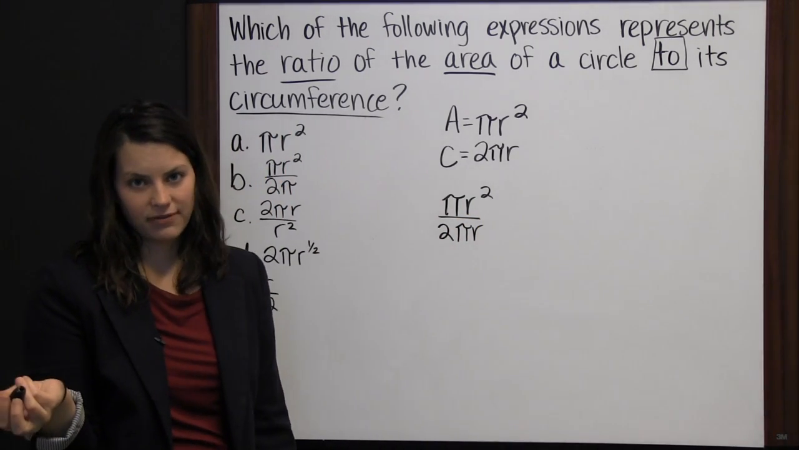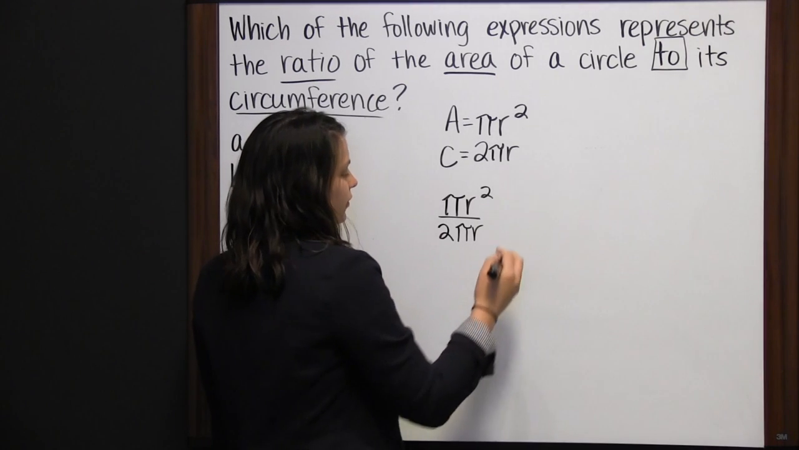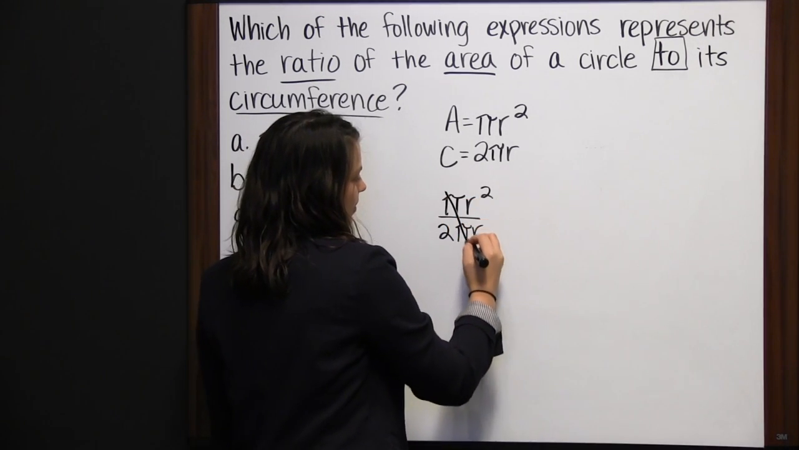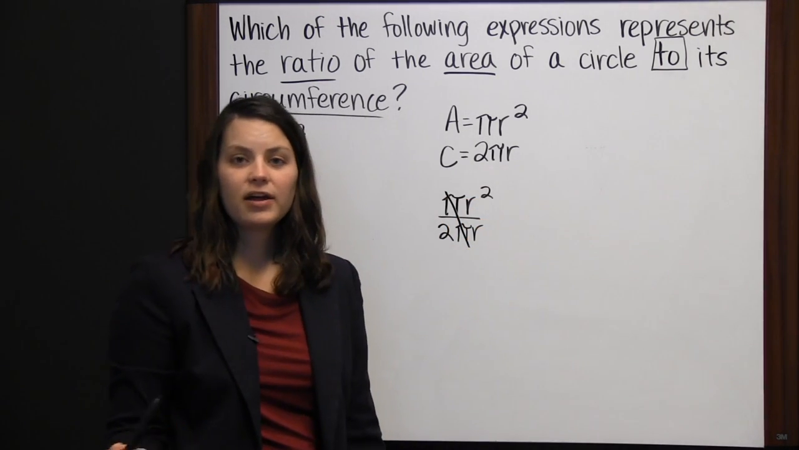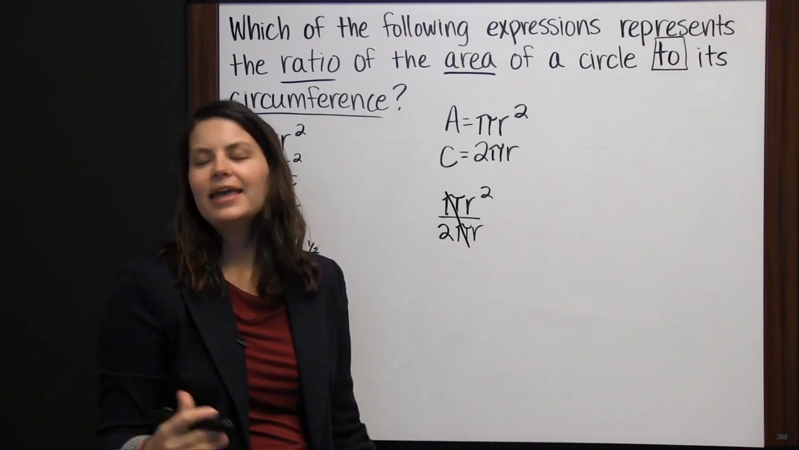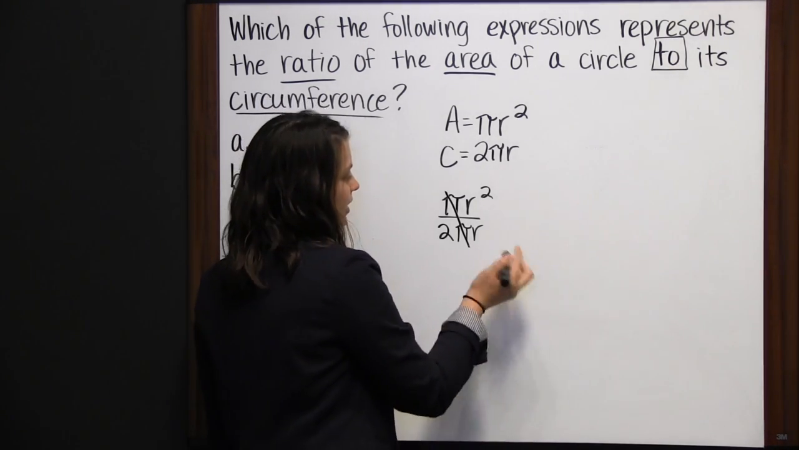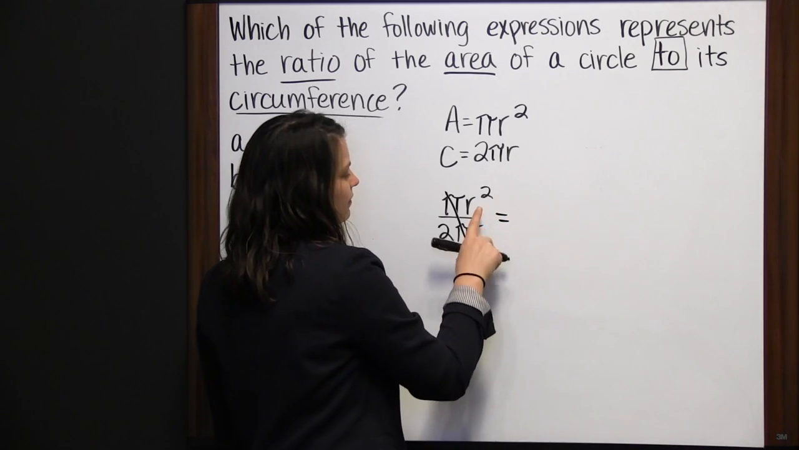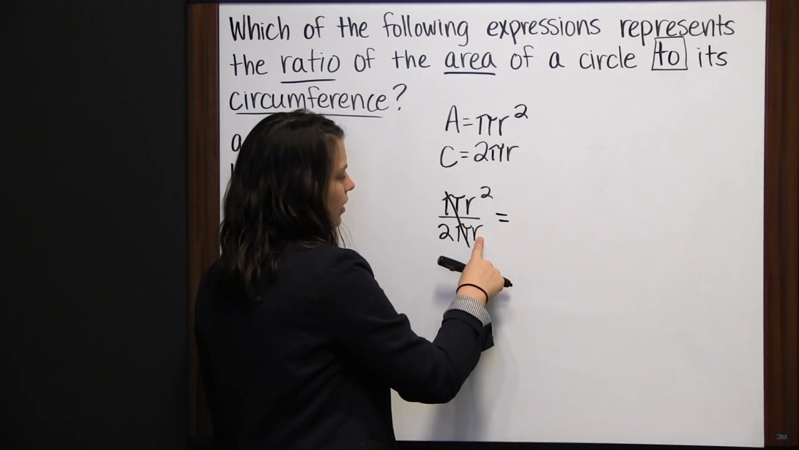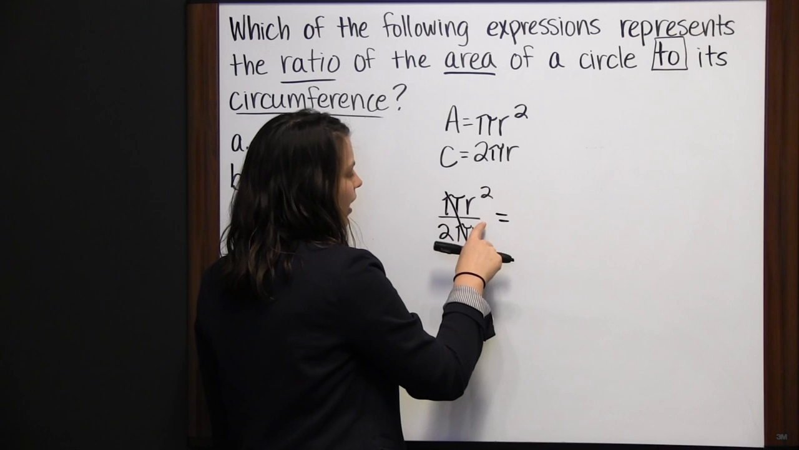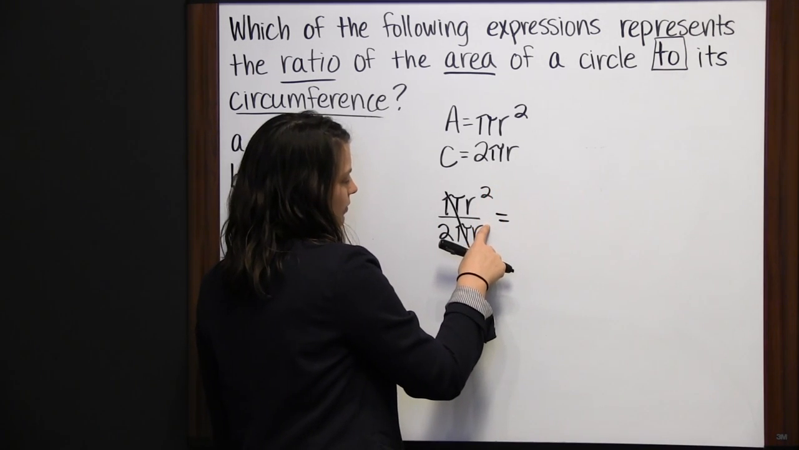And then we need to simplify. First, I see that pi divided by pi cancels. Pi divided by pi is 1. Anything divided by itself is 1. So we can cancel it. And then I can simplify r squared divided by r. When you divide, you subtract the exponents.